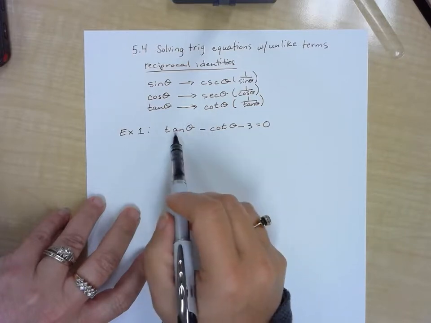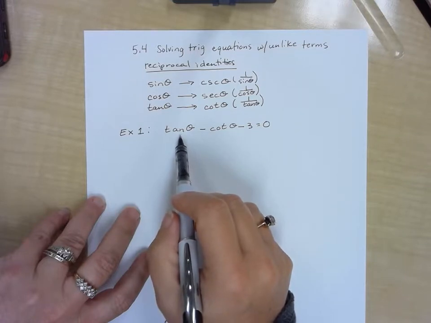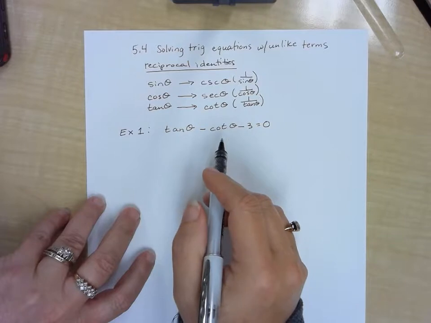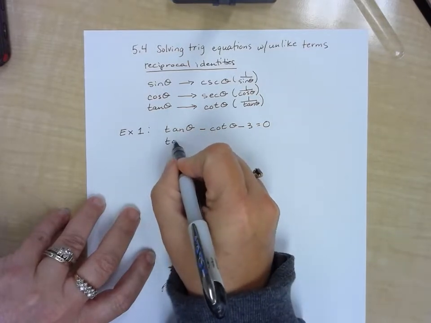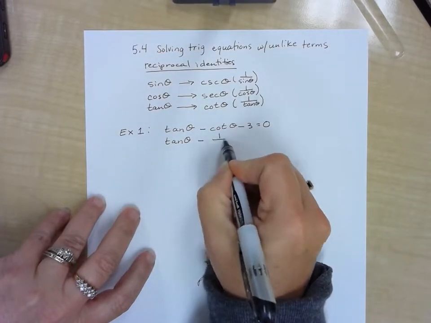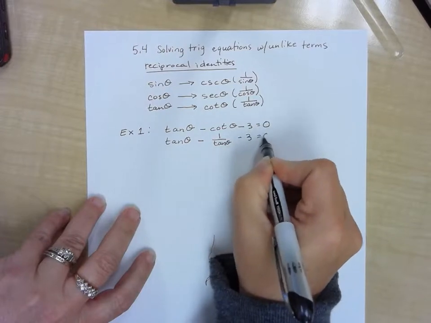In order to know which one I'm going to substitute for, I'm going to substitute for the one that's not on the calculator. That happens to be the cotangent. So I'm going to substitute in its reciprocal so that I have a common term, and I'm going to make this 1 over tangent theta minus 3 equals 0.